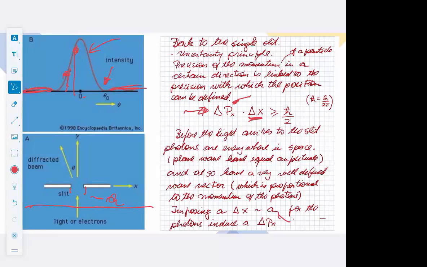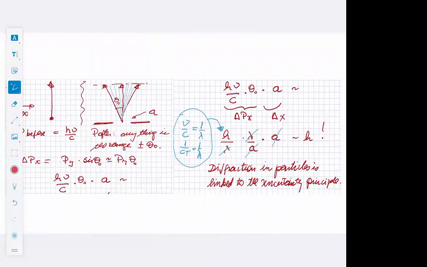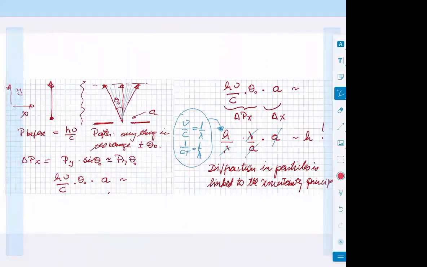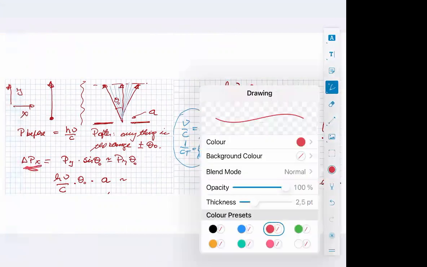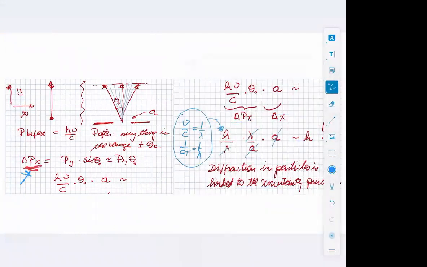Now, if delta x is equal to a, it means that you will add a delta px. If you change delta px, it means that you have to change the wavelength of the light. Okay. So now I'm trying to find delta px. I'm going to change the color of this thing. If I'm trying to change the color, I'm trying to change the momentum, delta px, I'm sorry.